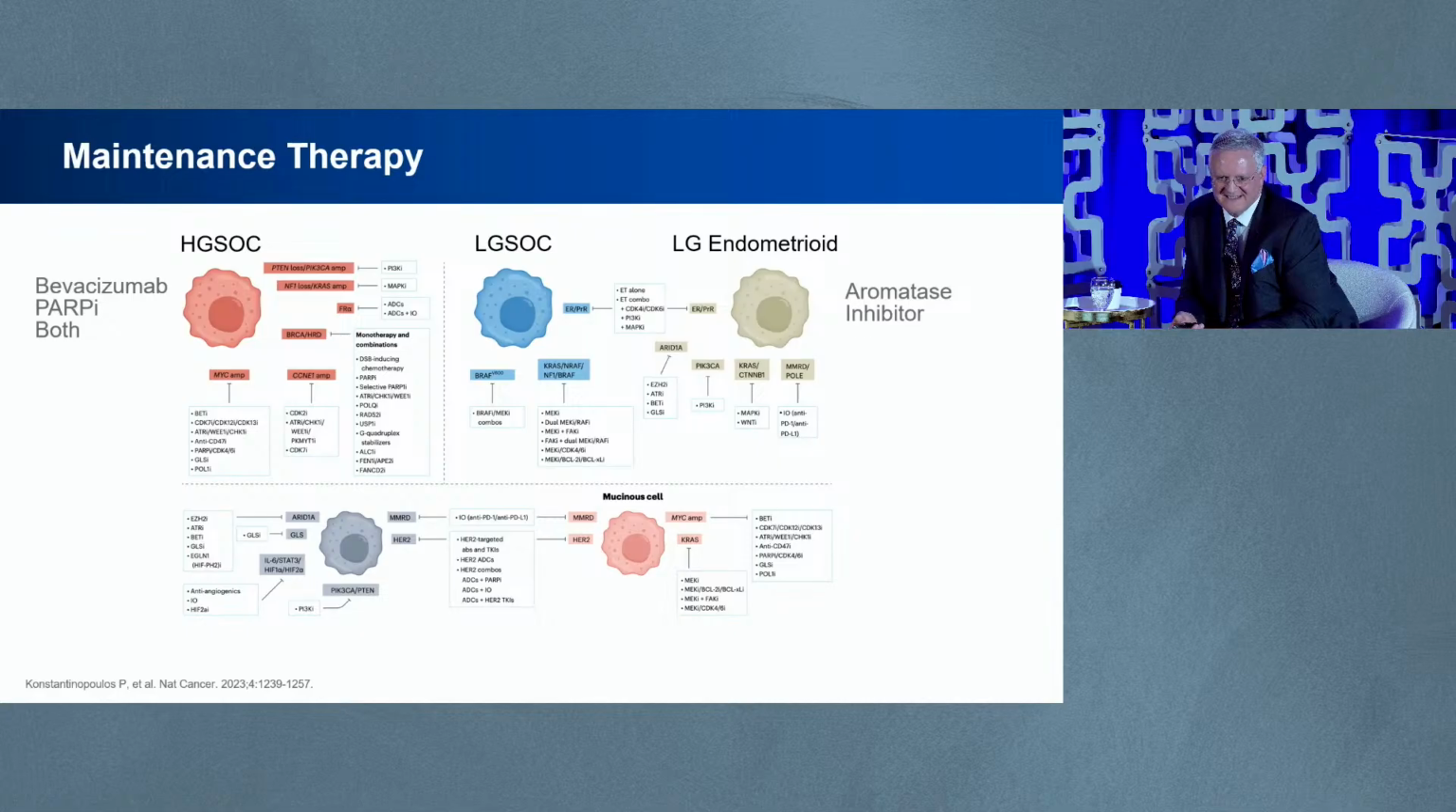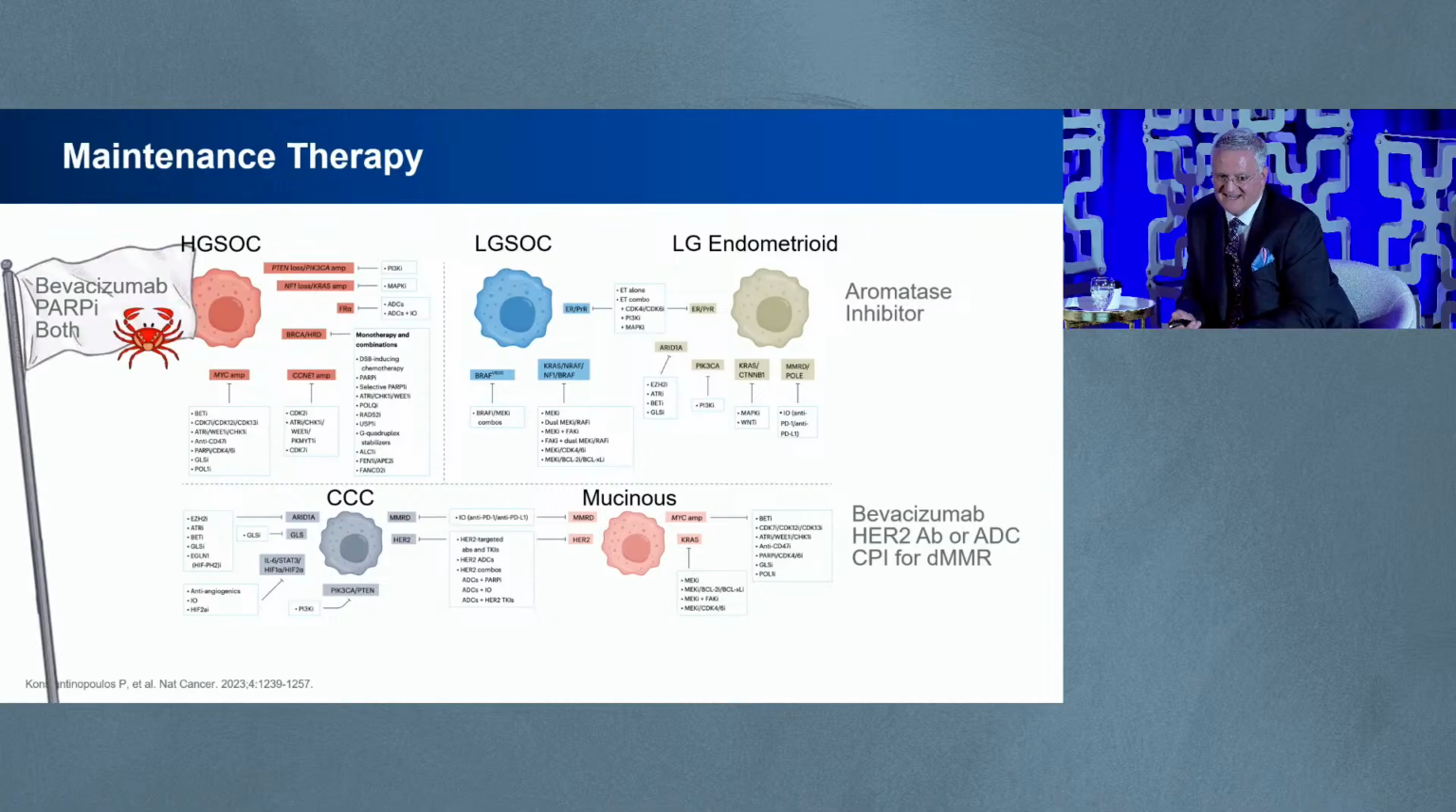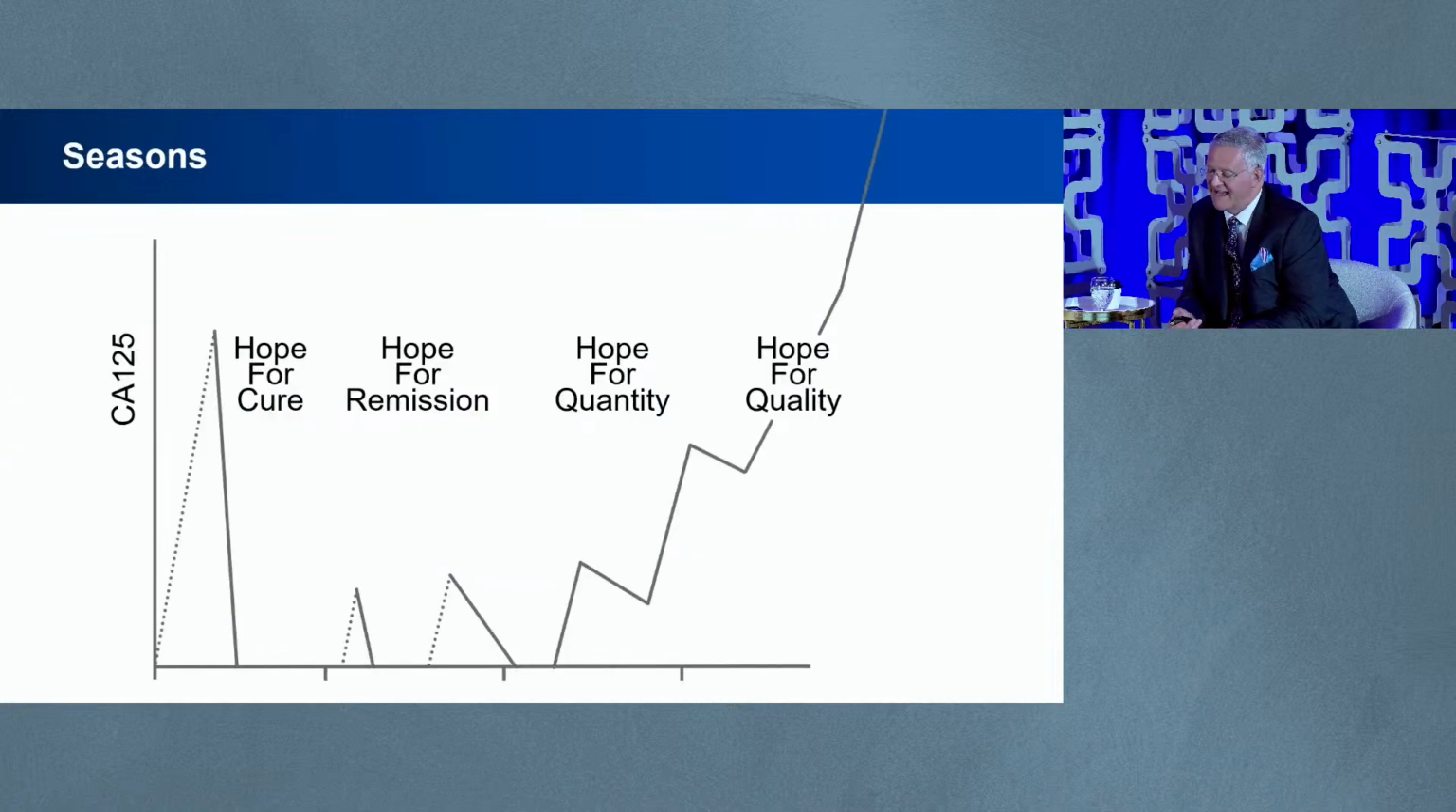But just to remember, a lot of these things are changing. Low-grade serous and low-grade endometrioid, aromatase inhibitors being looked at as adjuvant maintenance therapy. Clear cells and mucinous tumors, really getting to the molecular underpinnings of things: bevacizumab, a HER2 antibody or antibody-drug conjugate, checkpoint inhibitor for deficient mismatch repair. And the nice thing is we have this amazing data pool for bevacizumab or PARP inhibitor or both, and that's what we're going to really look at. And just to remind you that with the CA125, the first season of hope is for cure, and impacting overall survival at that time gives you the hope for cure, not just prolonged survival.